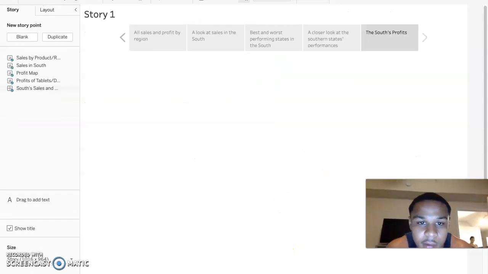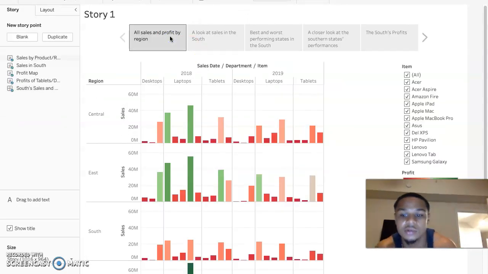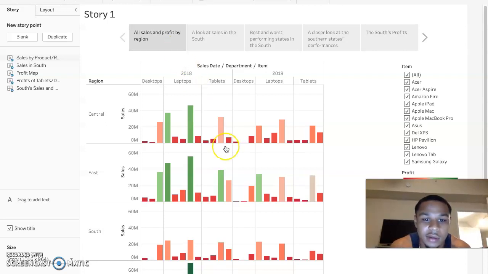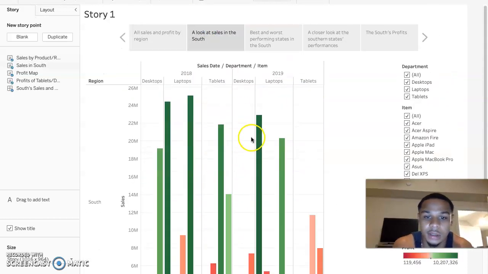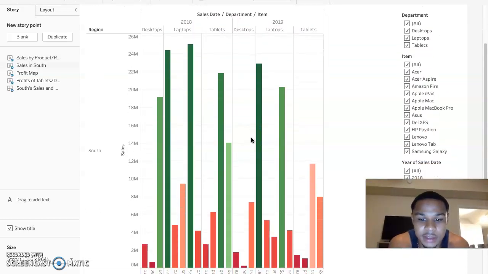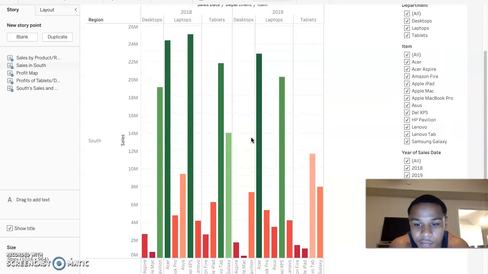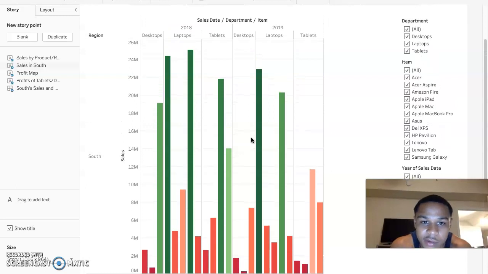And then the story just pretty much tells the analysis story that I just stated here, showing all sales and profits by region, a further look into the South's sales and profits, and also which departments were performing worse from 2018 to 2019.